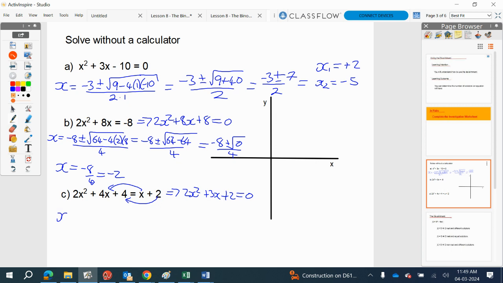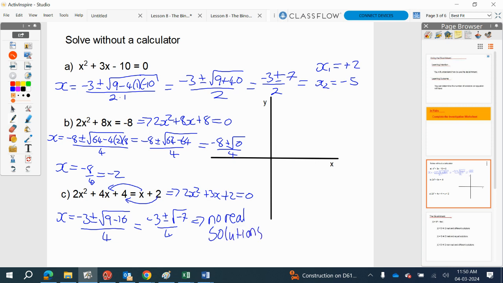Putting it into the quadratic formula, we get x is equal to minus 3 plus and minus the square root of 3 squared minus 4ac. So 4 times 2 times 2, that's minus 16, over 2a. This one gives us minus 3 plus and minus the square root of negative 7 over 4, which implies no real solutions.